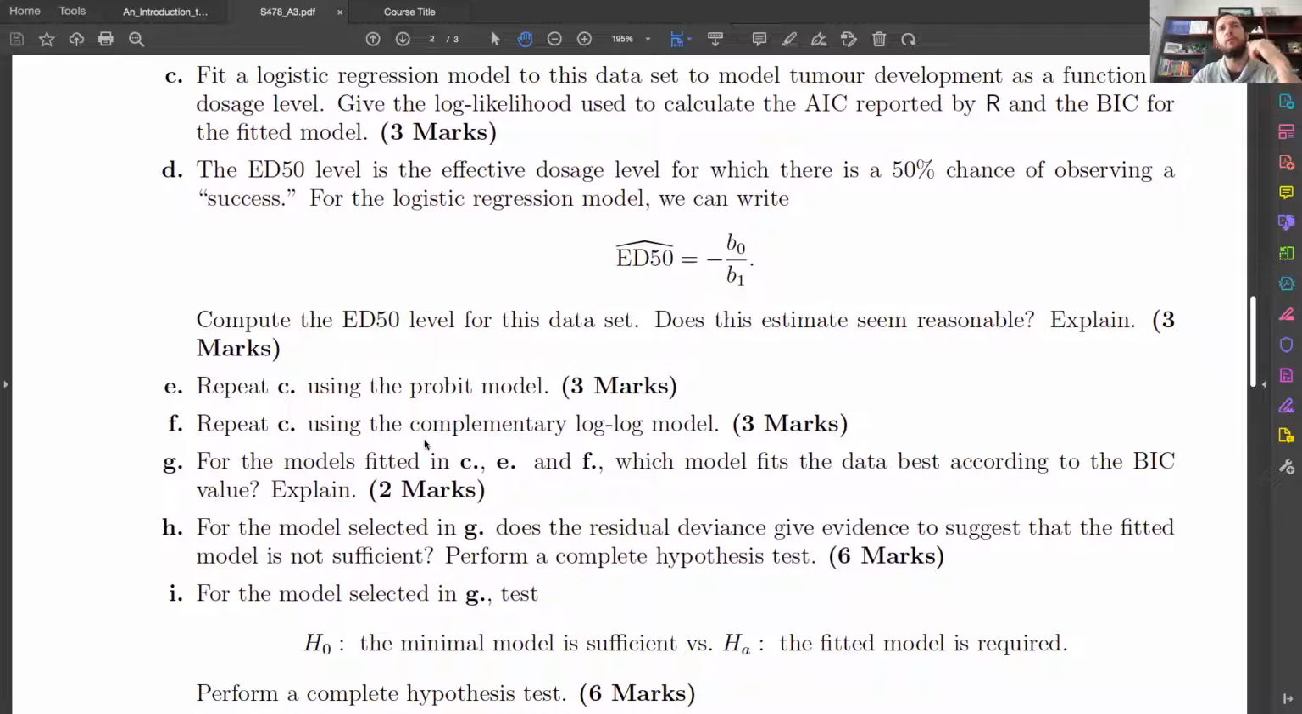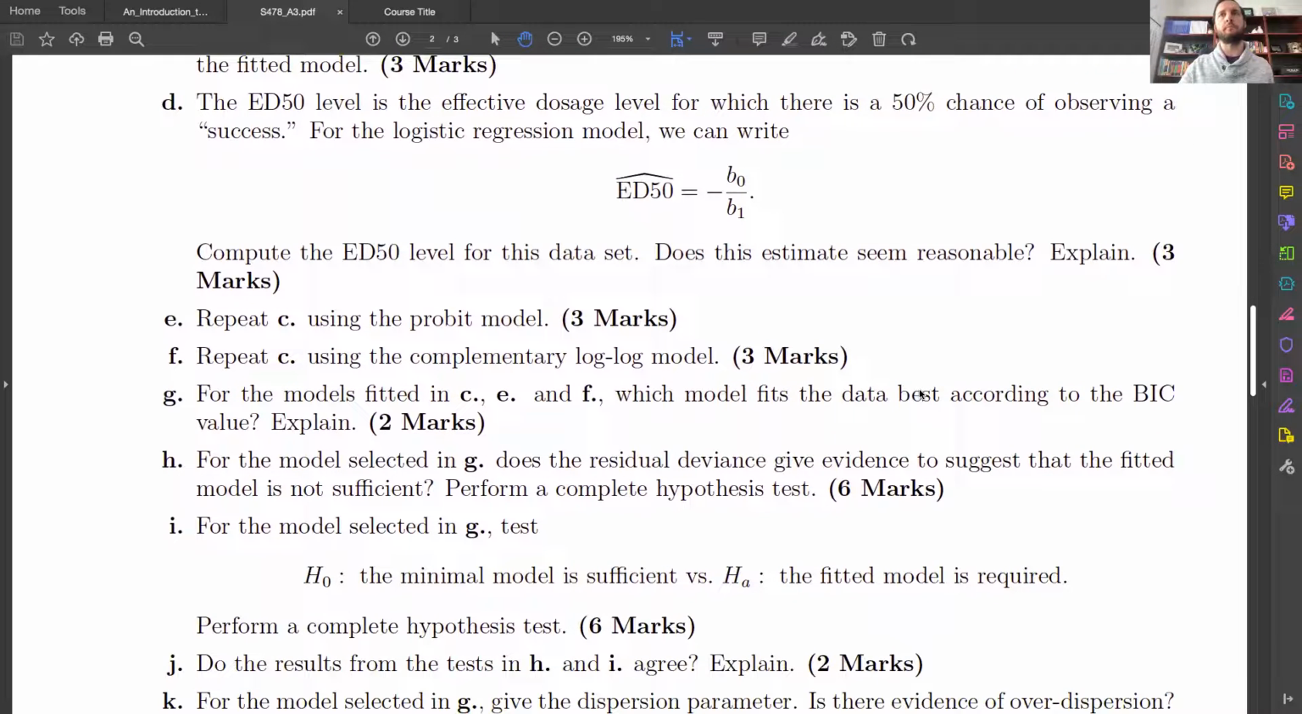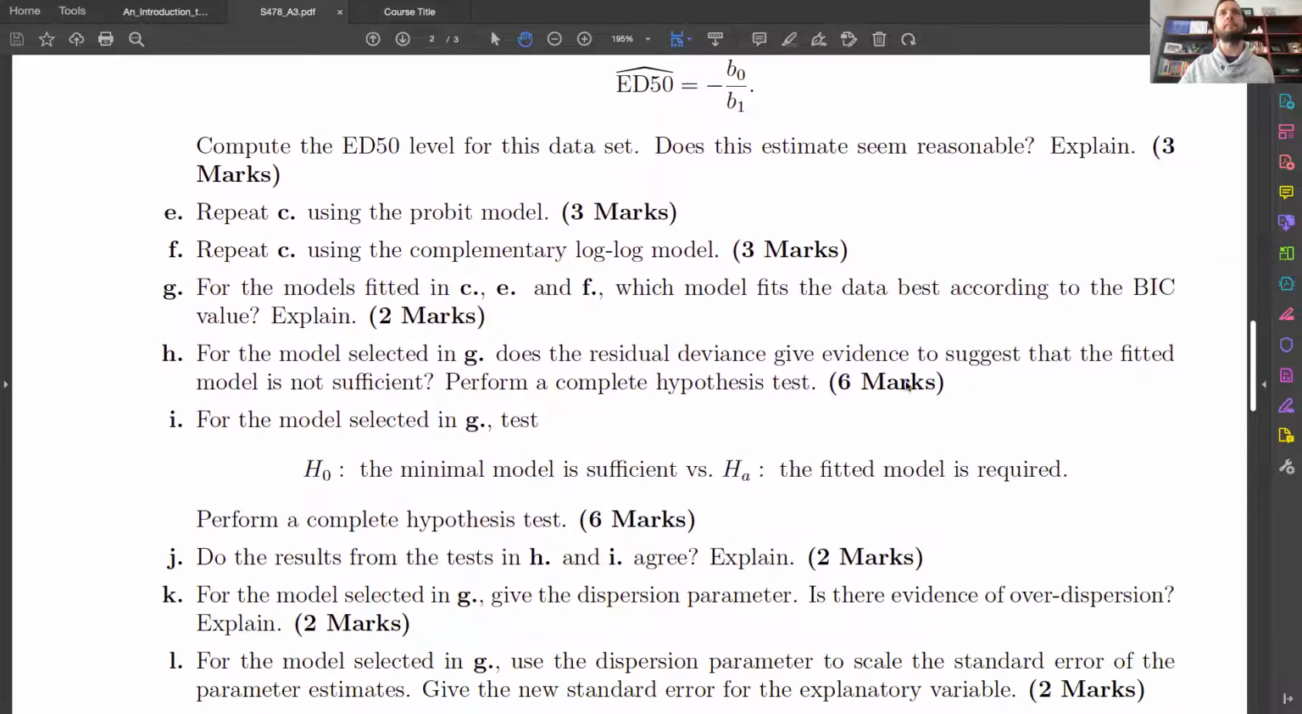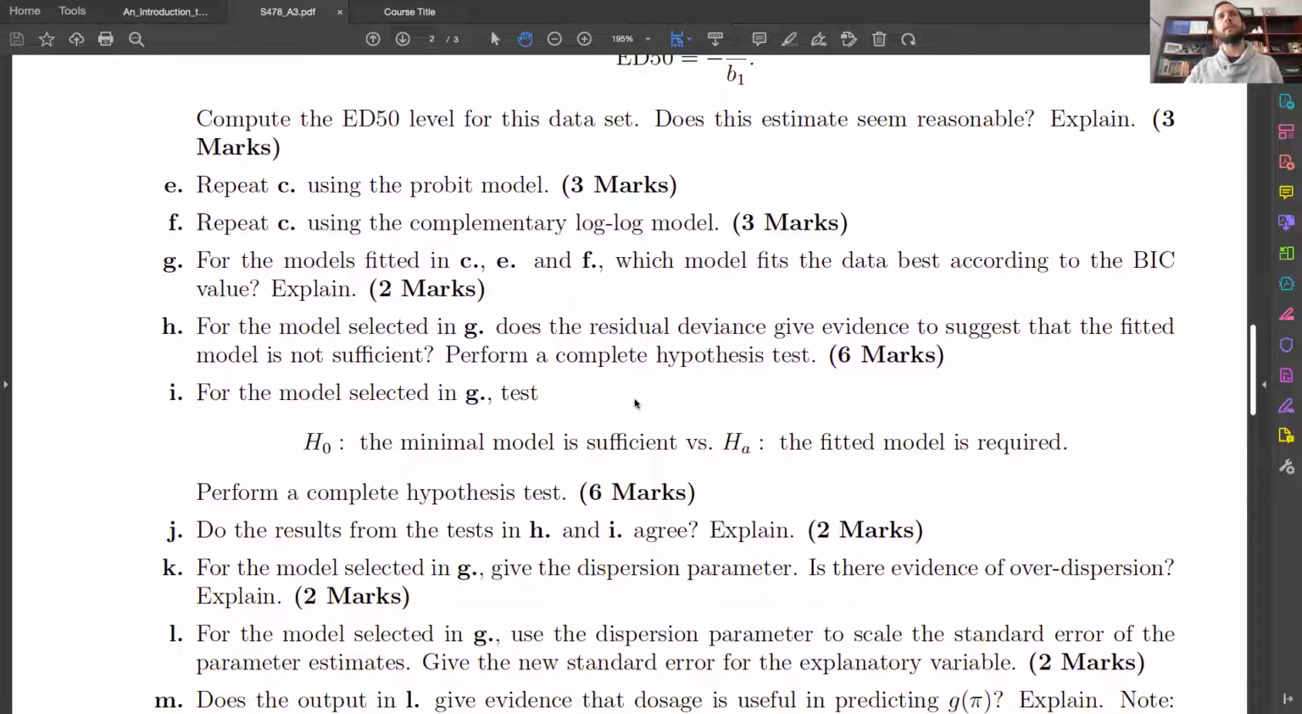And then in part F, you're repeating this for the complementary log-log model. Okay, so we're fitting all 3 of the binomial GLMs to this data set. Then you are asked to evaluate fit based off the BIC. And then you're going to be taken through a range of testing procedures.